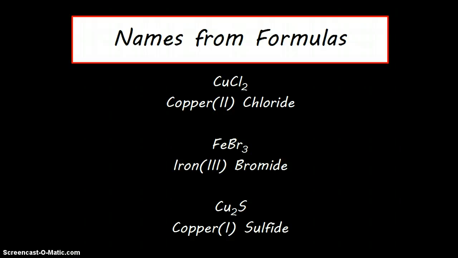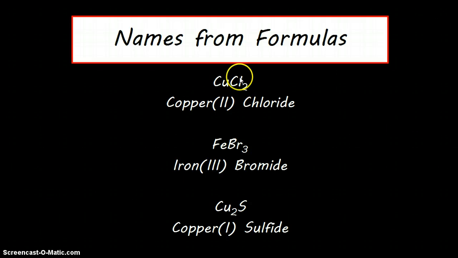Finally, the harder part of this lesson for most people is how to get the names from the formulas. The way you need to do it is kind of through scratch work. For example, this CuCl2, a lot of people might think that this is copper 1 because there's a 1 next to the copper. But again, remember, the Roman numeral does not specify the amount that you have. It specifies the charge.